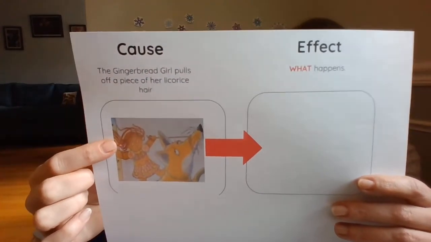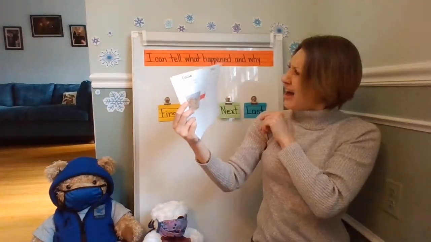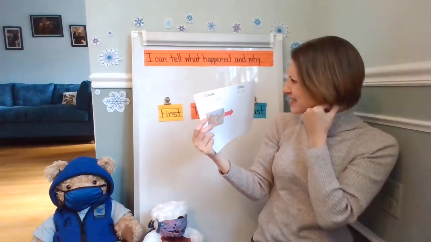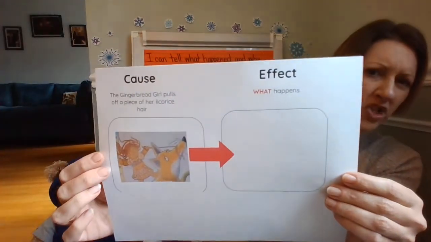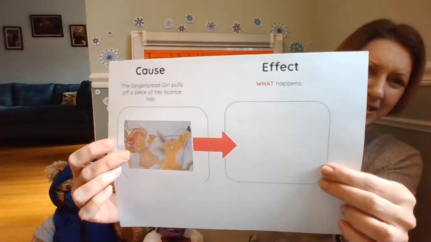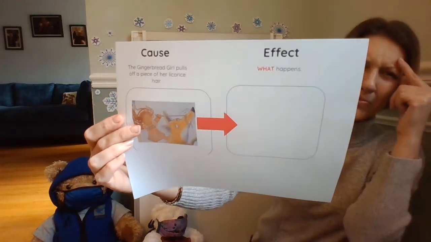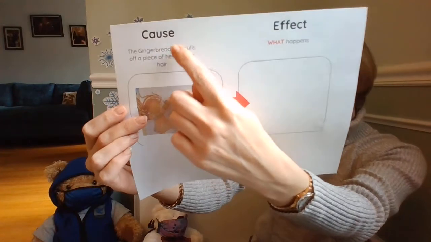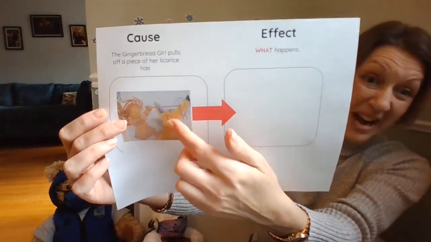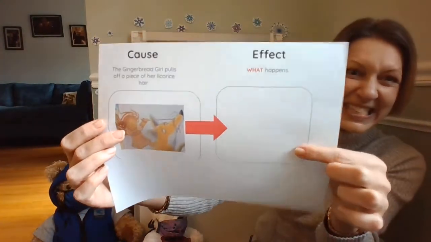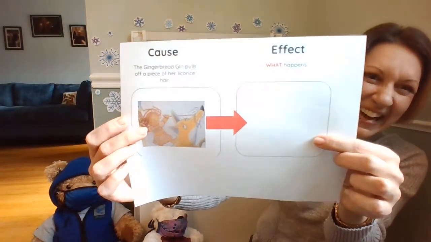Do you remember that? She pulled off the piece of the licorice hair. I wonder what the effect is. What happens? She pulled off the piece of the licorice hair, and then what happened? What's the effect? The gingerbread girl pulls off a piece of her licorice hair. Remember when she's riding on the fox? And then what happened? What's the effect? Pause the video and talk about it.